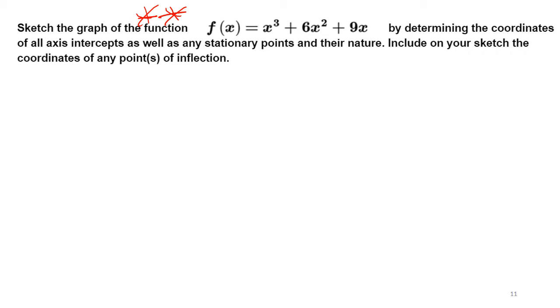So the question is asking you to sketch the function x cubed plus 6x squared plus 9x, by determining the coordinates of all axis intercepts, meaning x-intercepts and y-intercepts, as well as any stationary points and their nature. So it's asking for the stationary points, the maximum or minimum turning points. Is it a max or is it a min? And also include on your sketch the coordinates of any points of inflection. So it wants to know whether there is a point on this graph where the concavity changes.